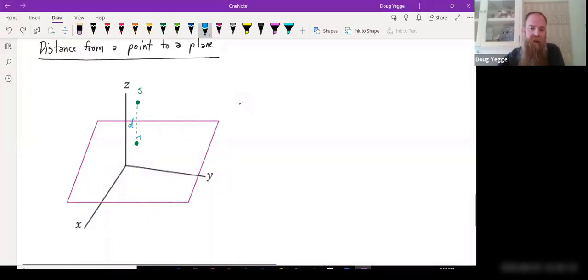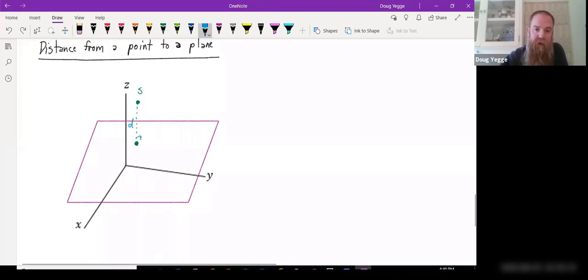The last application I want to take a look at here is very similar to what we did in the prior lesson in finding the distance between a point and a line. Now we're trying to find the distance from a point to a plane. So in this diagram, you see your three-dimensional coordinate system, and you see this point S that lies off of the purple plane here. And our goal is to find that distance from S down to the plane.